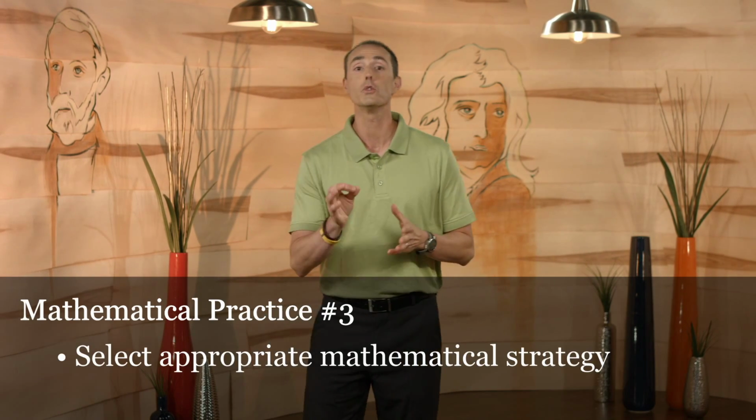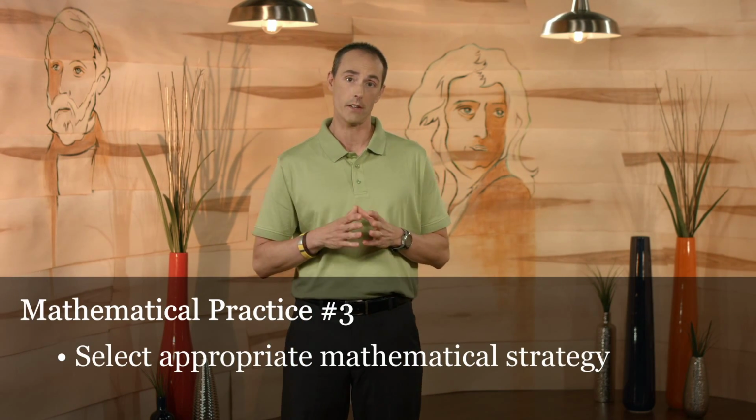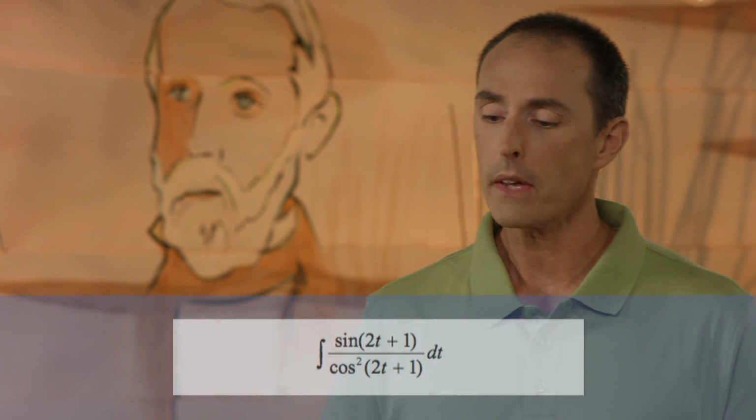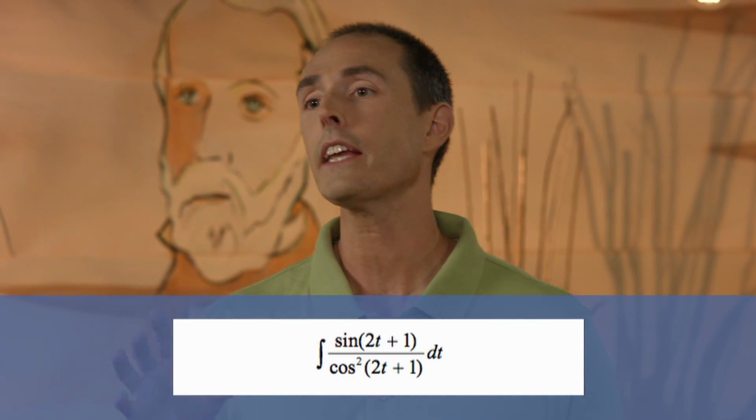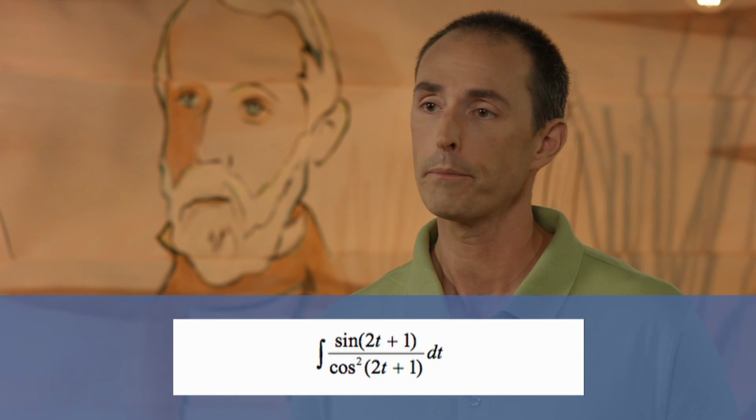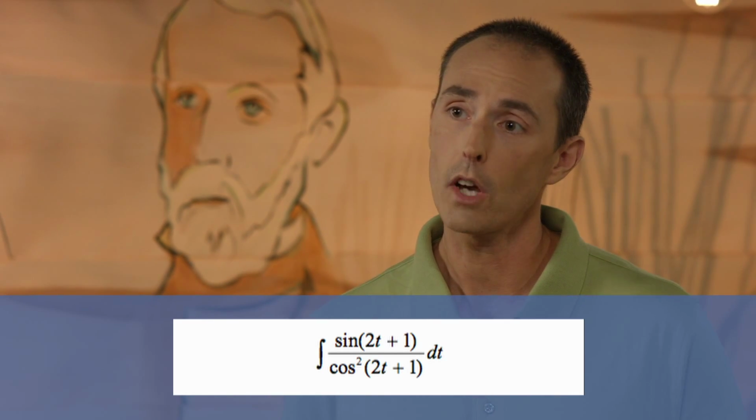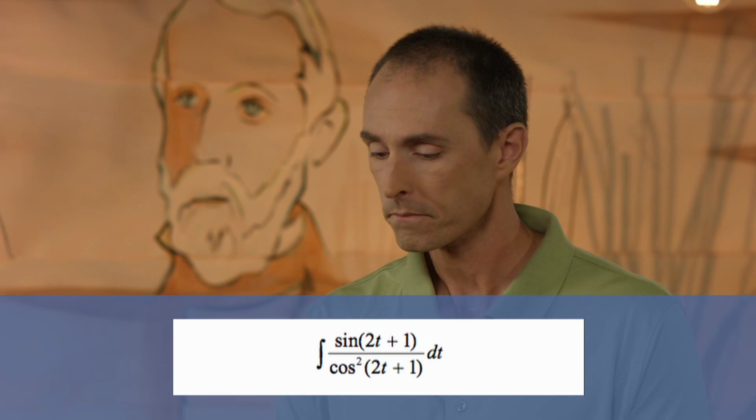Definitely. Here's another integral for students to look at, and the reason I like this one is because it addresses mathematical practice number 3. Students need to be able to select the appropriate strategy, especially when integrating. Give them the integral of the quotient of sine of 2t plus 1 in the numerator over cosine squared of 2t plus 1 dt. Now, because we are where we are in section 4.6, sometimes students become creatures of habit. They think, well, I see a quotient of two functions, so there's got to be some way that this will result in a natural log.